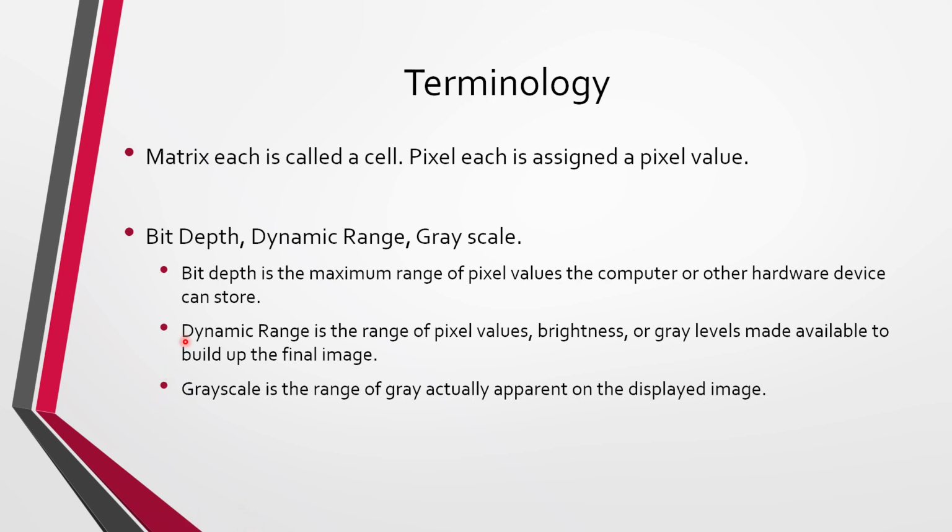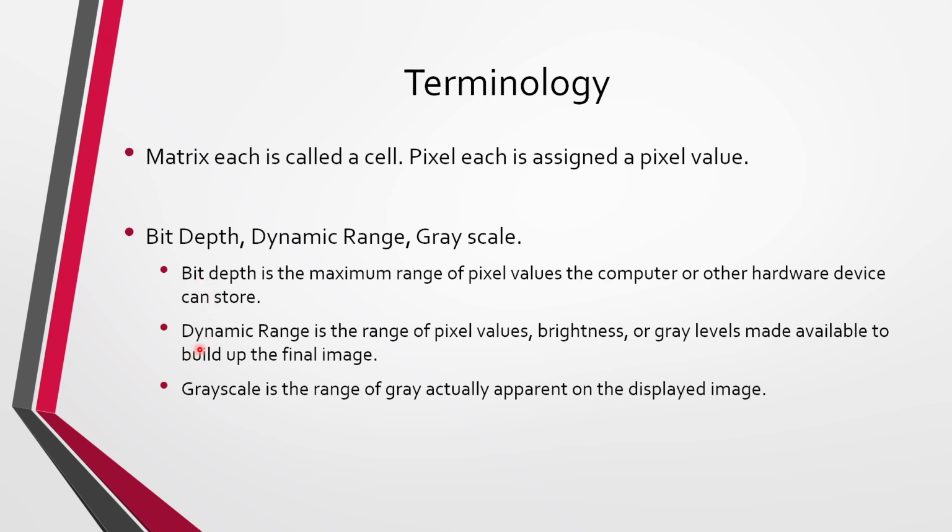There's the dynamic range of the system of pixel values, which is the brightness or gray level made available to build up the final image. So the dynamic range is inside the bit depth. The grayscale is the range of the gray that will actually appear on the displayed image. So the grayscale is within the dynamic range. So bit depth is how many different values each pixel can be that the system can do.